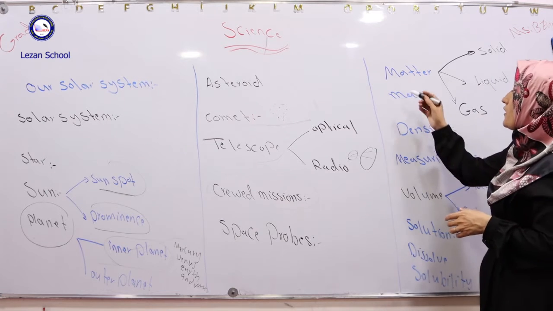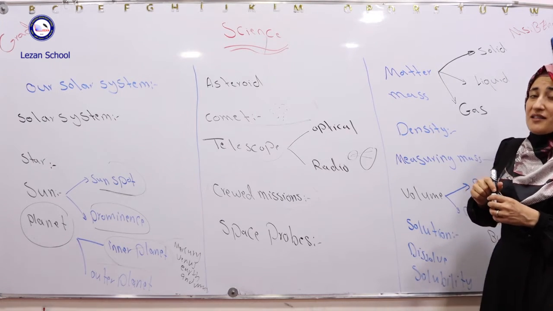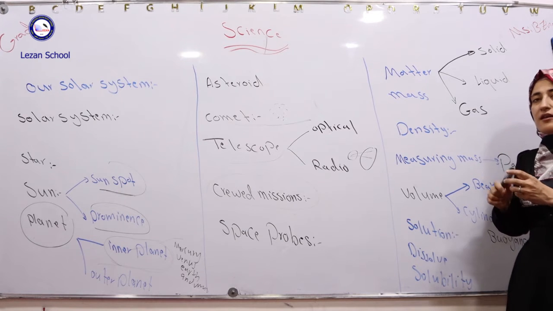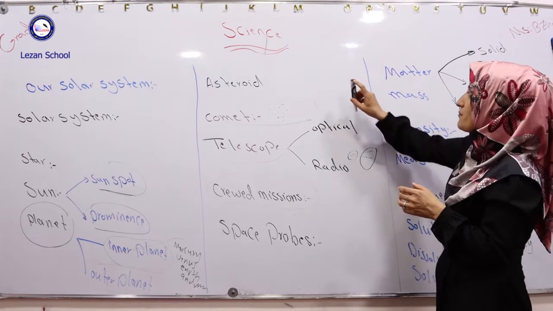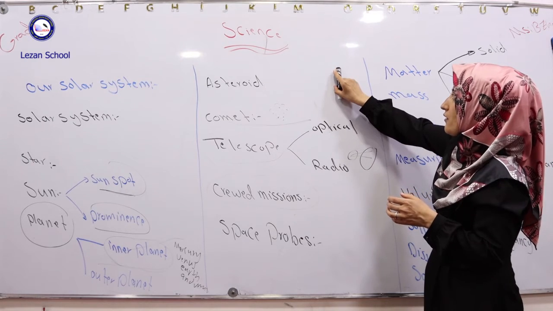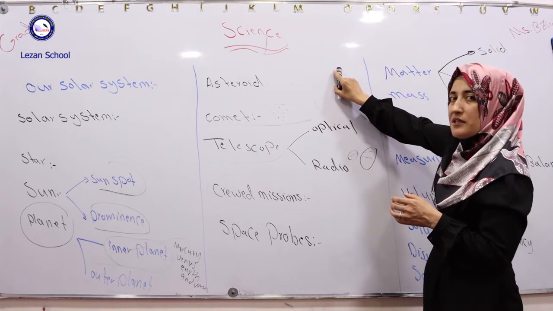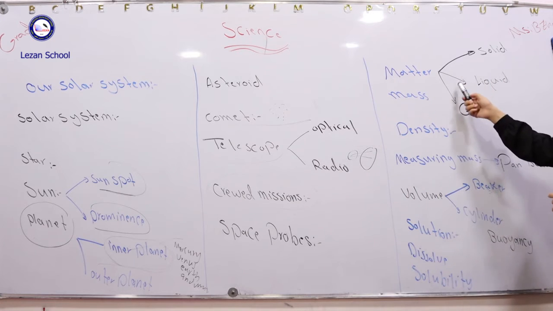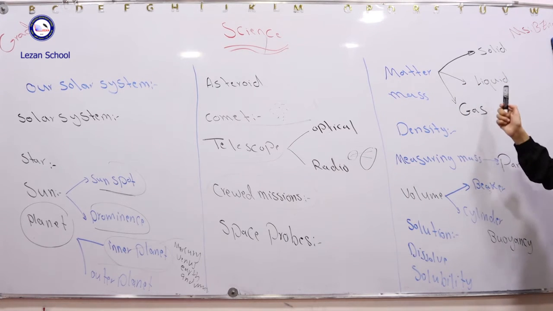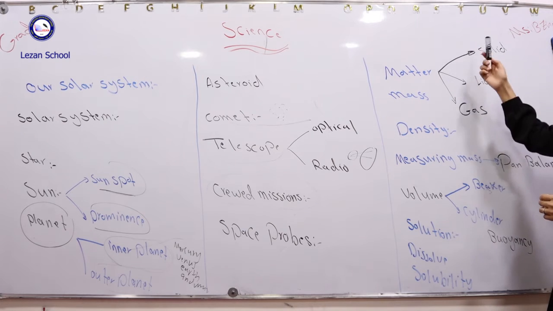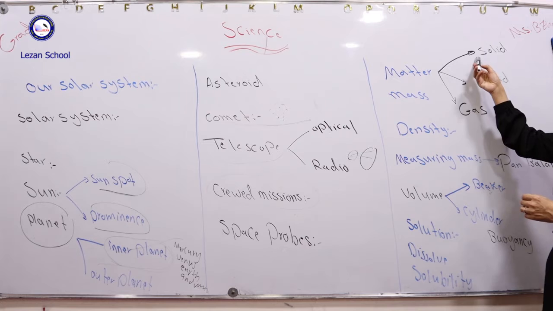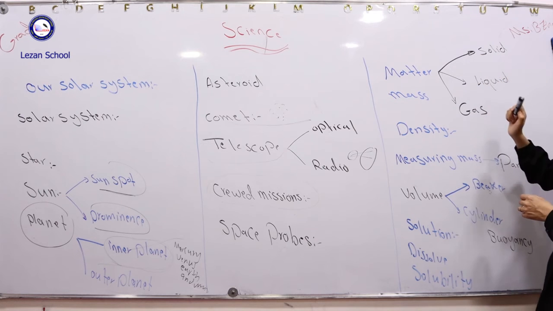Okay. After that we have matter. What is the meaning of matter? Any object in the universe that has mass and takes up space, like this marker. When you put this marker on this whiteboard, it takes up space and it has mass. It's matter. So we have three states of matter: solid, liquid, and gas.